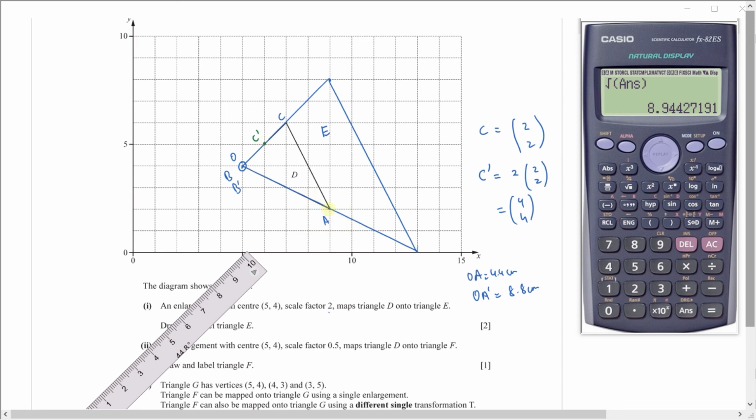And then similarly, OA is this length. I will halve this length. You can use the ruler, or I can straight away see that the midpoint is this one. So this is half the length of OA, so A dash will be this point. So now B dash is this, C dash is this, A dash is this, and I can join them to get triangle F.